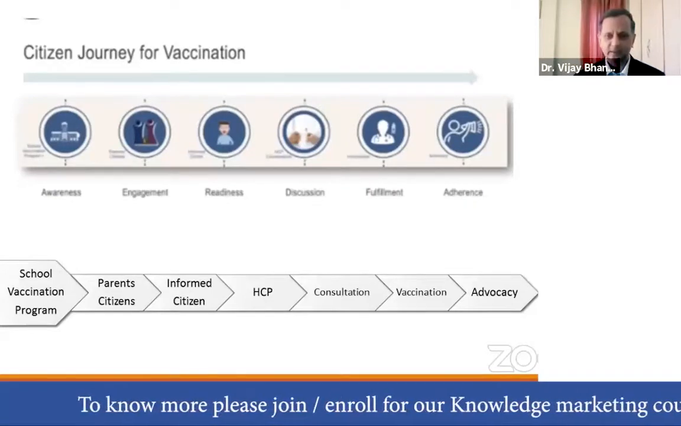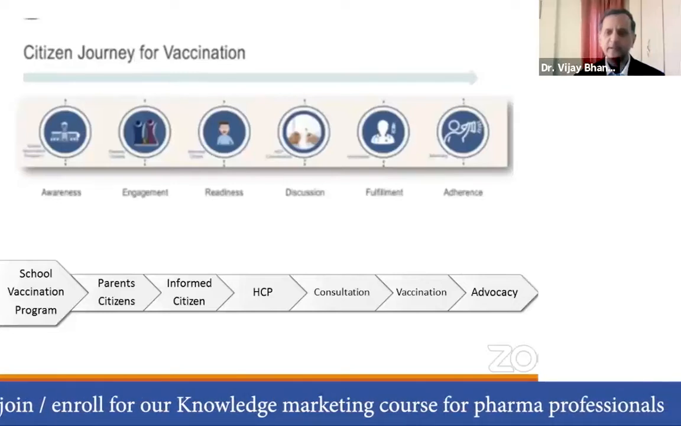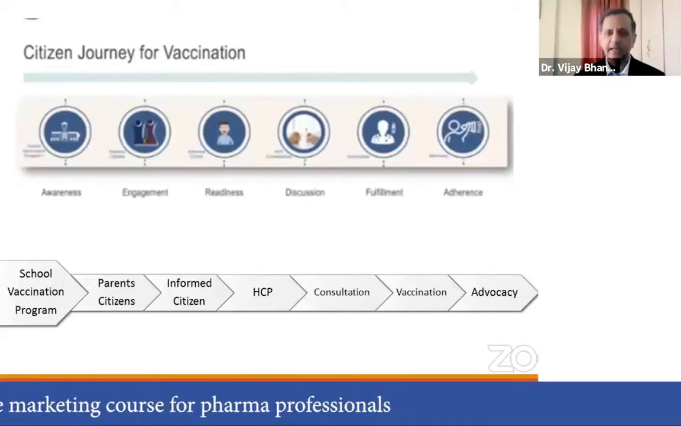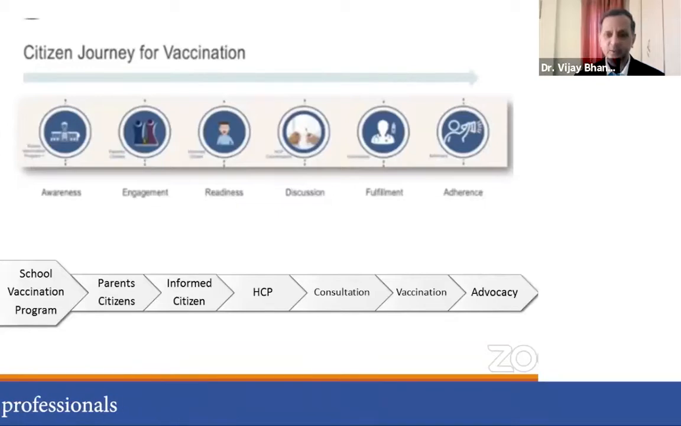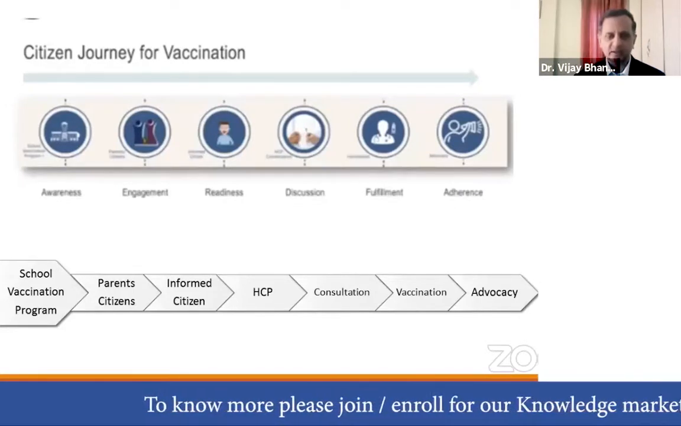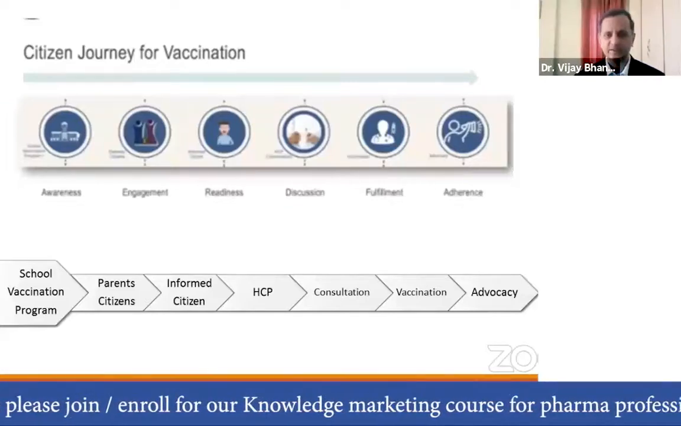And once it is clear that this is important, critical, you need to do it, then it's a fulfillment. That is where you go ahead with vaccination. And finally, after you are done with it, it's where the adherence to the typical regimen, and not just adherence, also advocacy. You further adhere to it and advocate or recommend it to your friends and family members. So this is what a typical customer or the patient journey is.